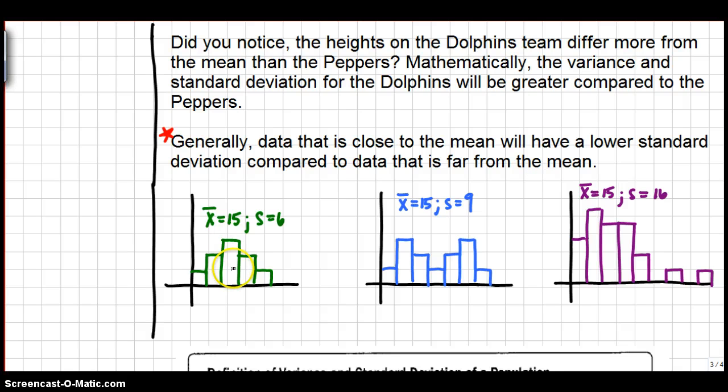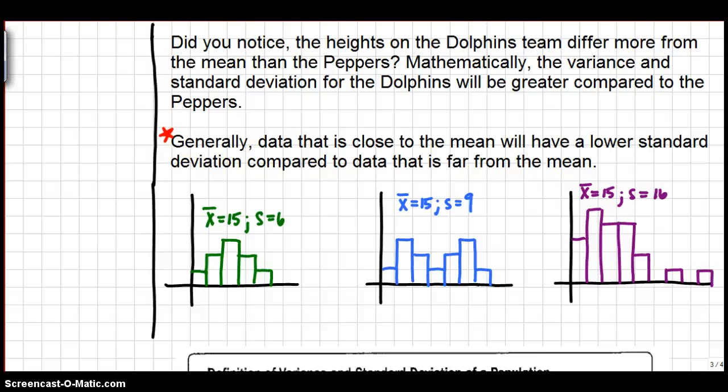In picture form, I've got three little histograms here. Notice that the means of all three are identical. If you compare the S, the standard deviation, the one that has the highest standard deviation is the one that has data that is the most spread out. So all you could conclude here is that the data that's the most spread out is the purple one, or the one on the far right.